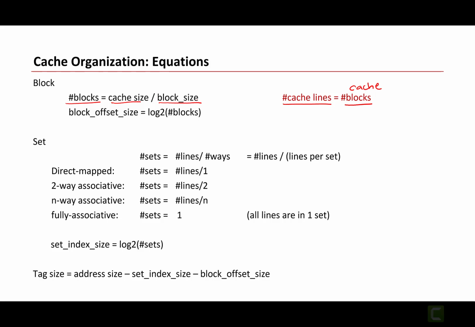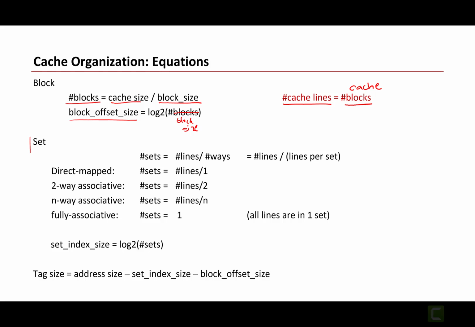That's pretty straightforward. And the block offset size depends upon the block size. So log to the base 2 of the block size is going to be the block offset size.